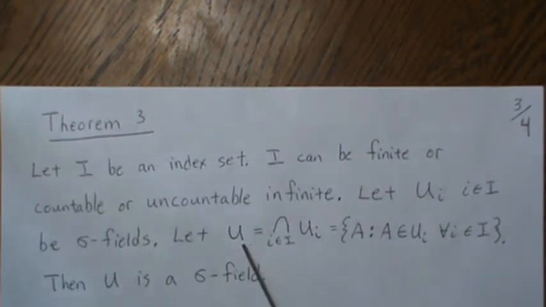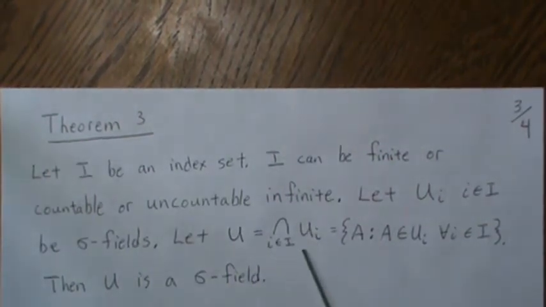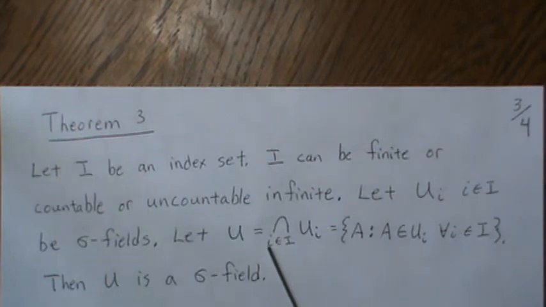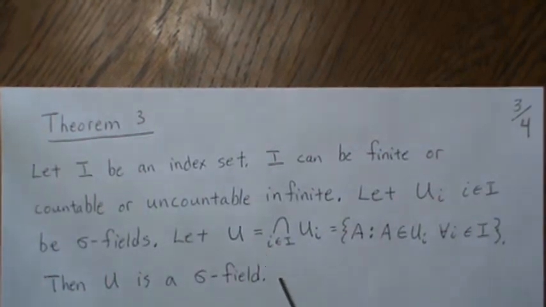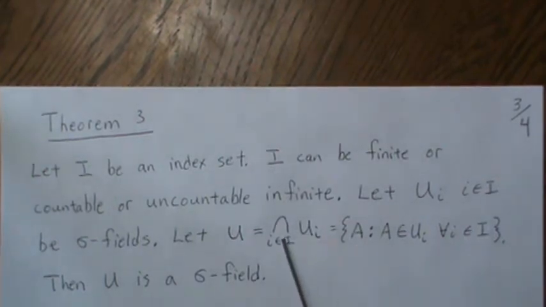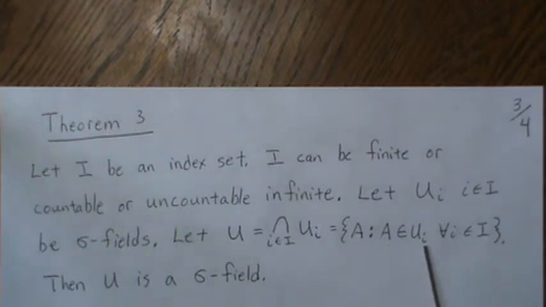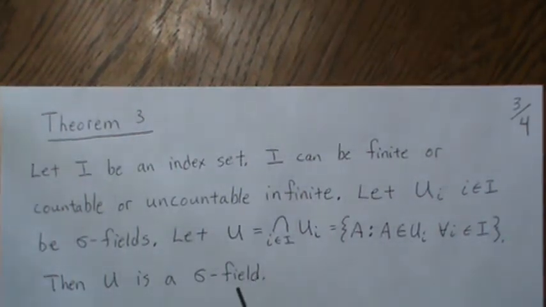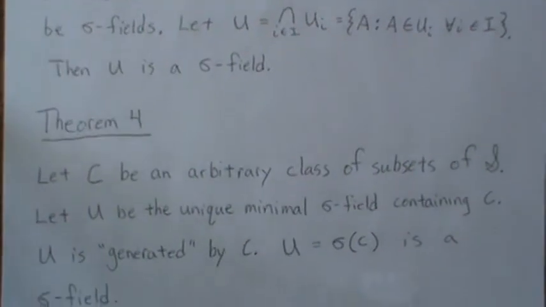So let's let U be the intersection of all those sigma fields. This intersection means that we want all the sets A such that A is in every single one of these sigma fields for the whole index set. Well, this intersection is then a sigma field. Now, we proved it for the fields, and this proof is going to be so similar that we're going to move on to save a little time.